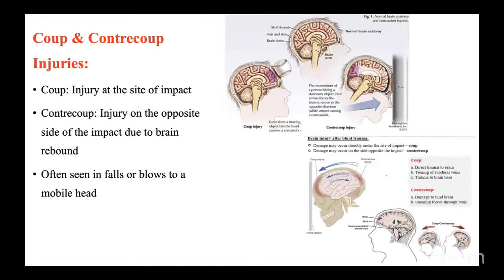Then we come to the coup and counter coup injuries. Coup injury is at the site of the impact, as we can see here. Counter coup is an injury on the opposite side of the impact due to the rebound of the brain. And this is often seen in falls or in a blow to the head when the head is in a mobile state, and this is when coup and counter coup injuries occur.